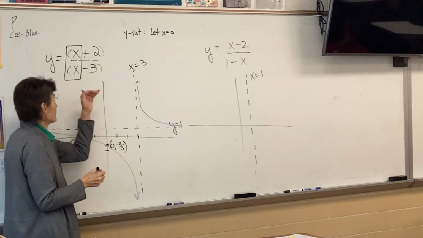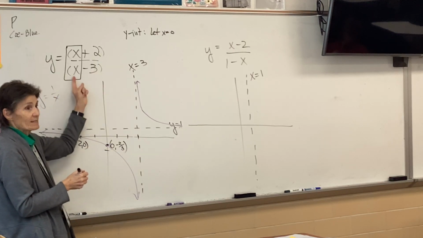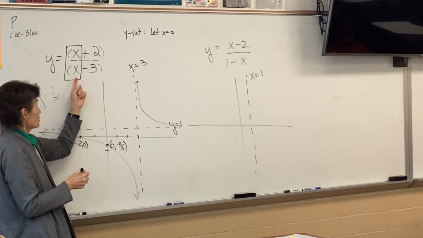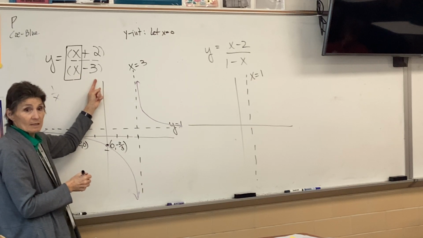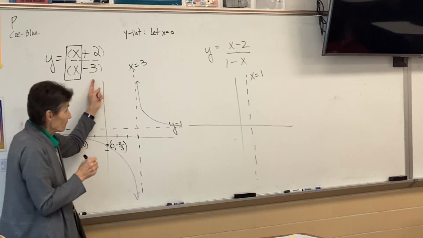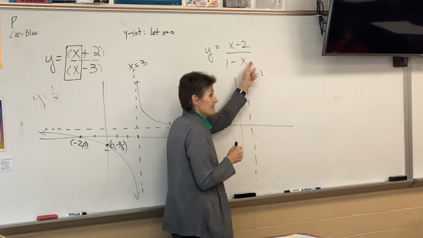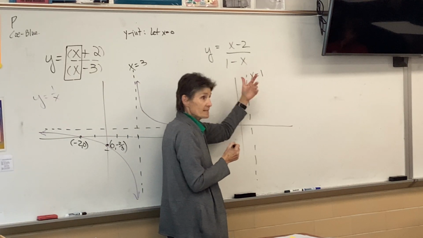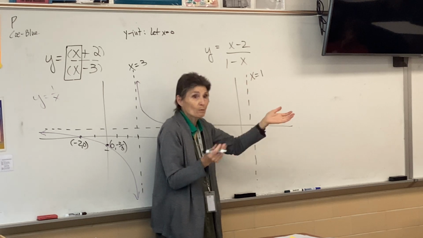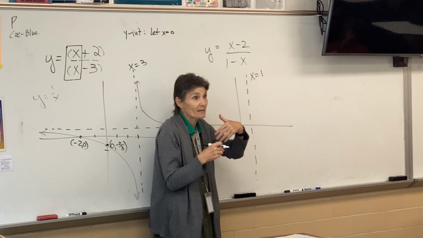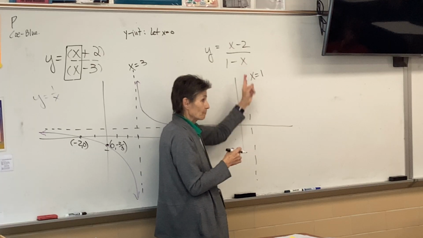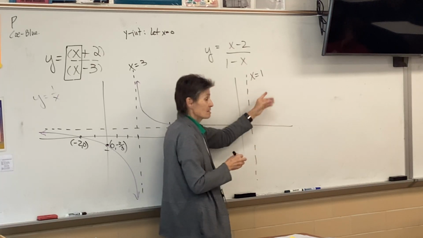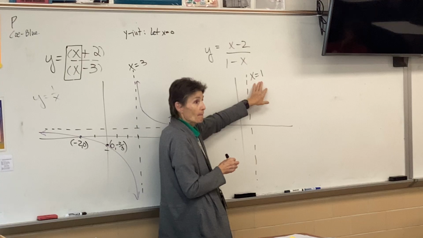Kids, your vertical asymptote is whatever makes the denominator 0. So this was 3, because 3 minus 3 is 0. What makes this 0? 1. Not 0; 0 would make it 1. I don't want it to be 1, I want it to be 0. So that would be a 1. That's your vertical asymptote. Notice how I label it.